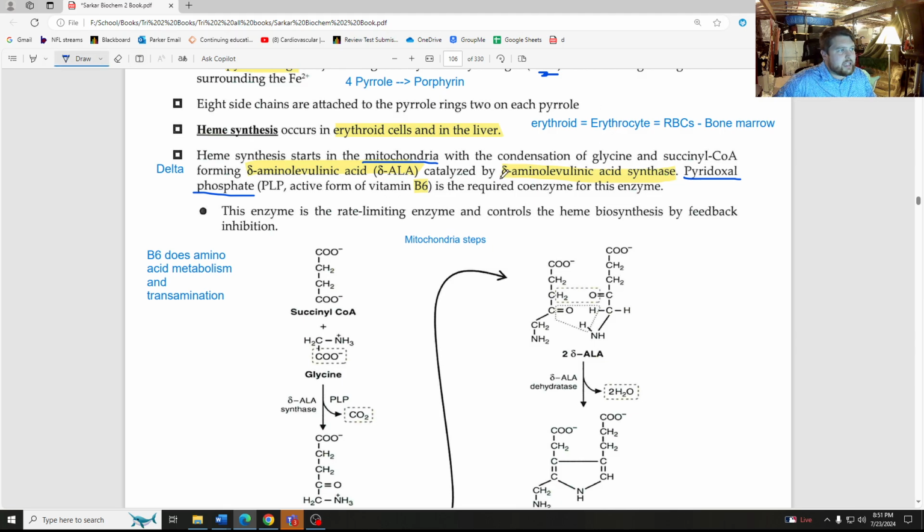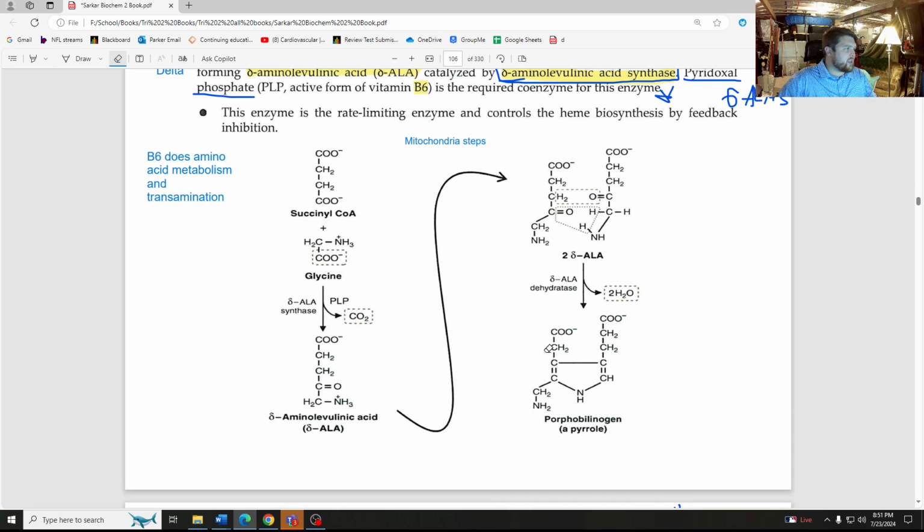So right there, immediately, this enzyme right here is one that you absolutely have to remember. Delta ALA synthase. Make sure you remember that one, because that's going to be one that's going to focus on test questions, because that's going to be the rate-limiting step. So within the mitochondria, that succinyl-CoA combines with the glycine using the delta-ALA synthase, as well as the pyridoxal phosphate, or B6. We get the aminolevulinic acid.